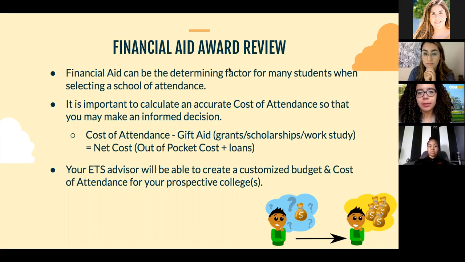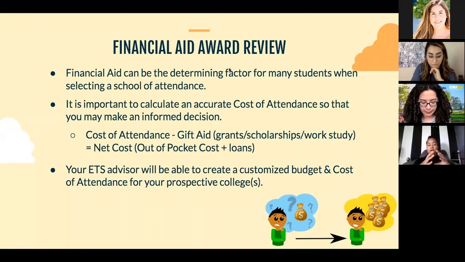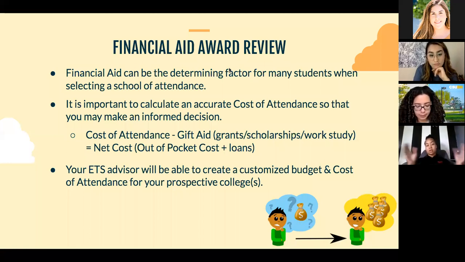To make that a little bit easier, we created this formula. Here you can see it says cost of attendance. That's the overall amount that you'll see on your financial aid award. Then you're going to subtract the gift aid. The gift aid is the grants, the scholarships, work study, all that you get. So you'll take that cost of attendance minus the gift aid. Once you do that, you'll get the net cost. And that net cost is what Cindy was talking about, that out-of-pocket cost that you'll have to find a way to pay for.